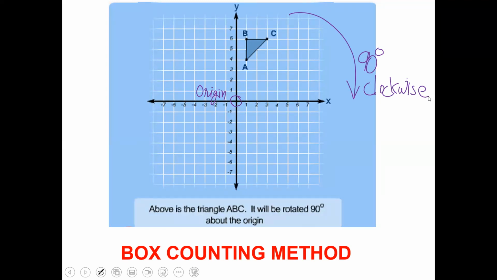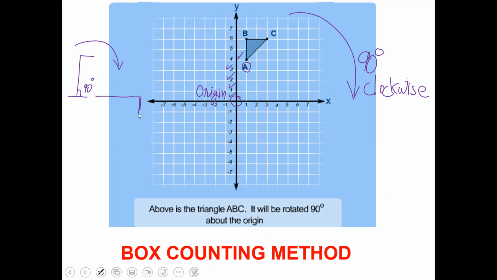So you will first consider point A. You connect it virtually with the origin. Why origin? Because origin is the point of rotation. One box horizontal, 1, 2, 3, 4, and four boxes vertical. It is like a stick like this. When you rotate it 90 degrees, this stick will come like this.